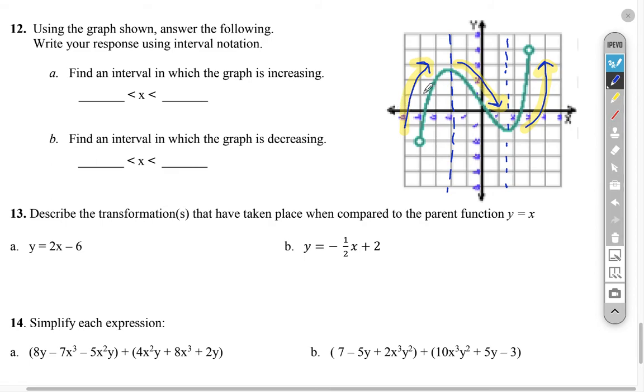So we have 3 separate intervals. So we're increasing here and here. So we could write, remember this is a -4. I know it's blurry, but we have 1, 2, 3, 4. So we're starting at -4 and we're ending at -2 roughly.